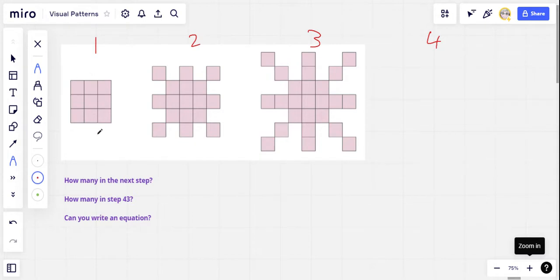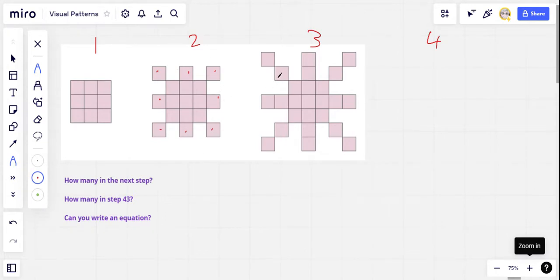Right away, I see this 3 by 3 square, and I wonder if we're going to have an x squared in here. But as the pattern goes on to step 2 and step 3, the square actually stays the same, right? We've got that 3 by 3 square in the middle, and we've got these little bits growing on the outside. So it's not the whole square that's growing, it's just these bits. And it looks like in step 2, we added 1, 2, 3, 4, 5, 6, 7, 8 of them.